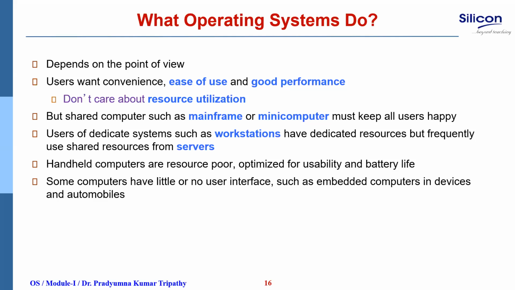But shared computers such as mainframes must keep all users happy, because many users are connected to the system. Users of dedicated systems such as workstations have dedicated resources but frequently use shared resources from servers. Handheld computers like mobile phones and palmtops are resource poor, so they must be optimized for usability and battery life, because the battery is limited and resources have to be used optimally.